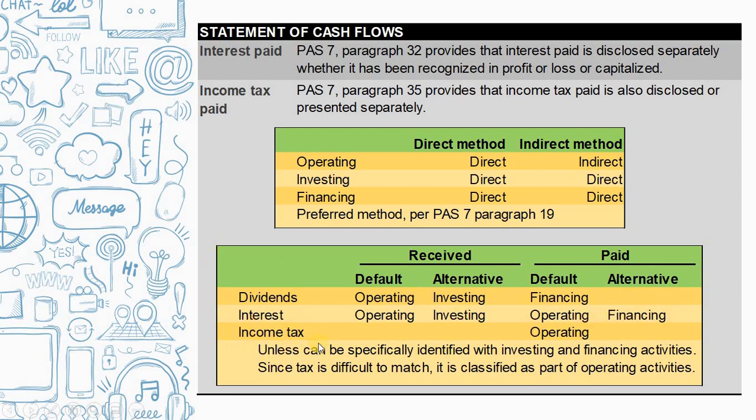Last, income tax is presented under the operating activity. However, there are certain cash transactions that are classified under the investing and financing activities that are also subject to tax. Those cash transactions, if they can be specified, must be presented under the investing and financing activity. However, since income tax is difficult to match, for simplicity purposes, it shall be presented under the operating activities.